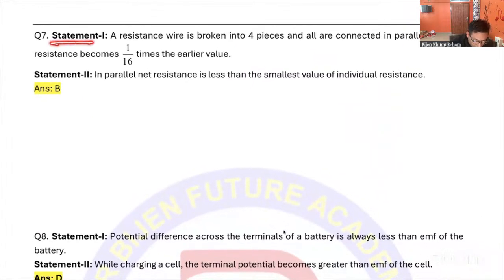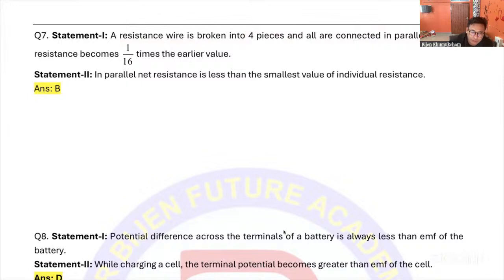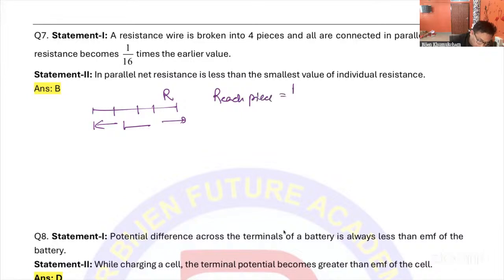Question number 7. A resistance wire is broken into 4 pieces and all are connected in parallel. A wire is broken into 4 equal pieces. Let's assume that this is the wire and the total resistance is R. If we cut this into 4 equal pieces, the resistance of each piece will be R by 4.